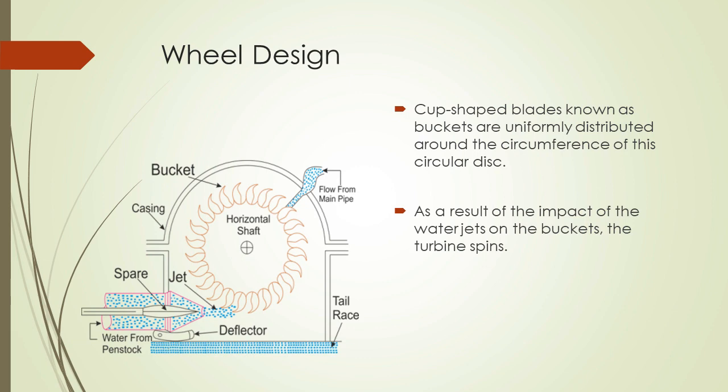This is the wheel design. This is a general design of a Pelton turbine, or Pelton wheel. The cup-shaped blades, known as the buckets, are uniformly distributed around the circumference of this circular disc. As a result of the impact of the water jets on the buckets, the turbine spins. So you can see here, this is the general design.